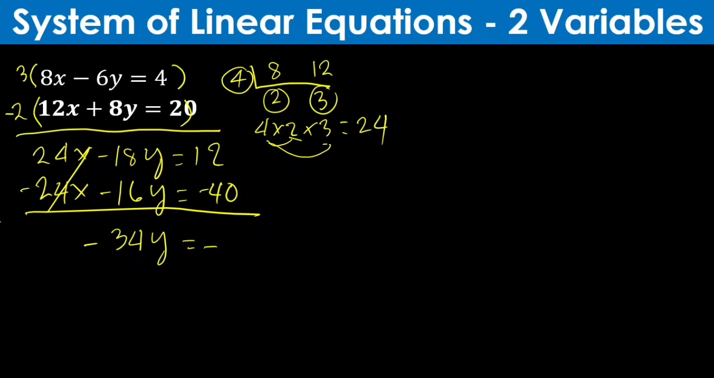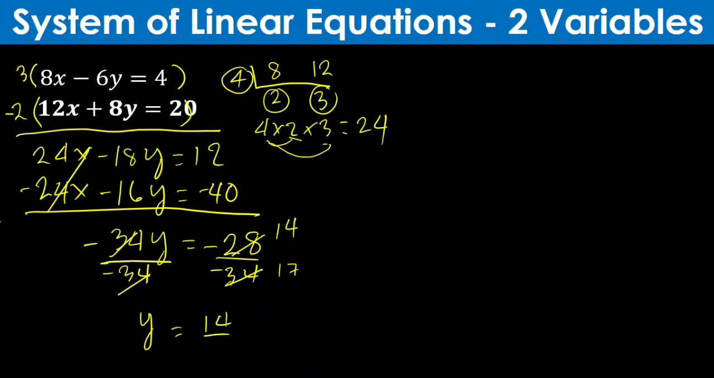Negative 28. And then let's divide that by negative 34 on both sides, which gives us y equals 28 over 34. Now we can simplify this one by dividing by 2, gives us 14 over 17. Okay, we got 14 over 17 for our y.